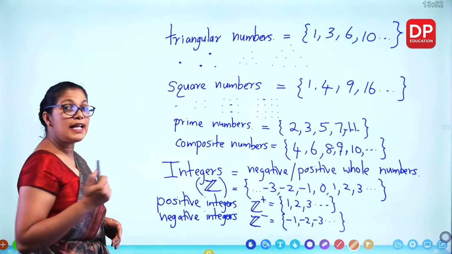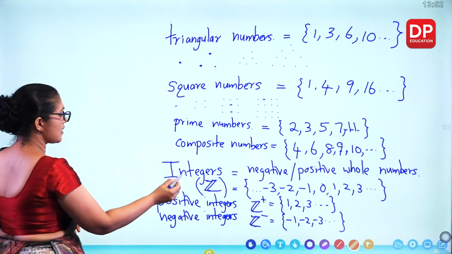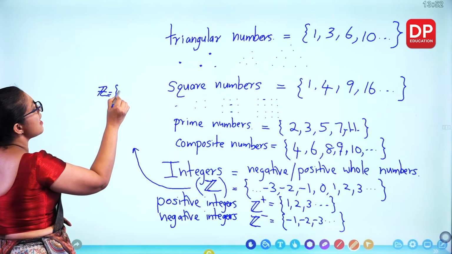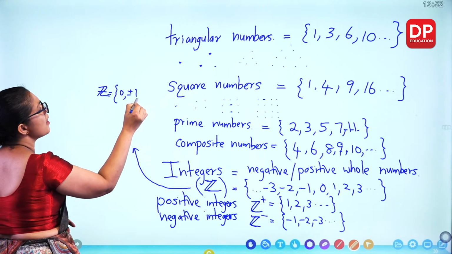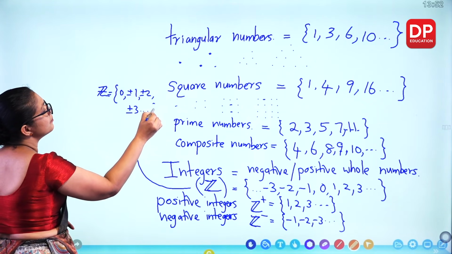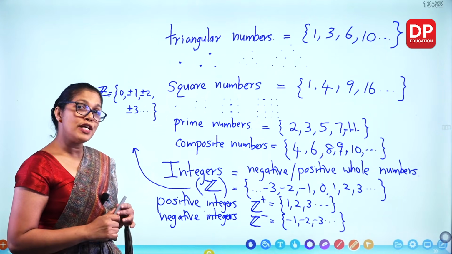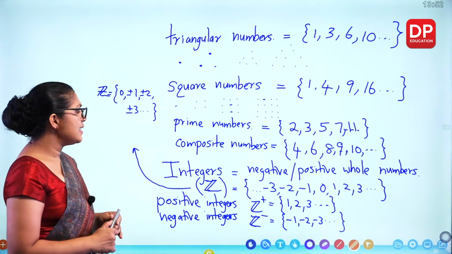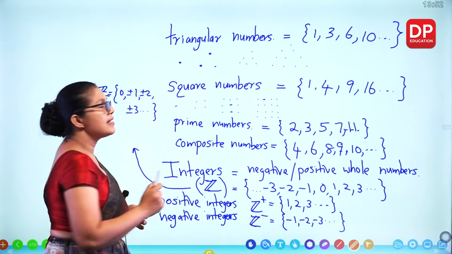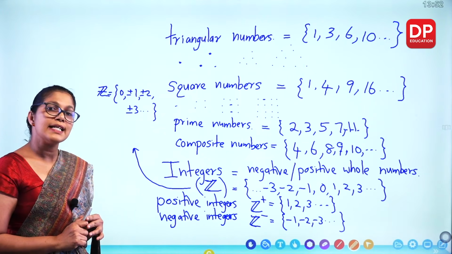Here, when you take integers, without writing this part, I can write something like this also. Z is equal to, starting from 0, plus or minus 1, plus or minus 2, plus or minus 3. This is also another way of writing integers. So you need to remember all these symbols and types of numbers. So for integers we use letter Z, natural numbers we use letter N, and real numbers we use letter R.